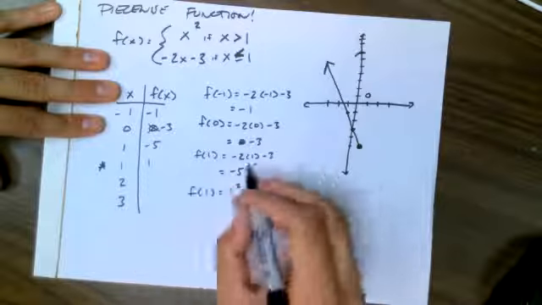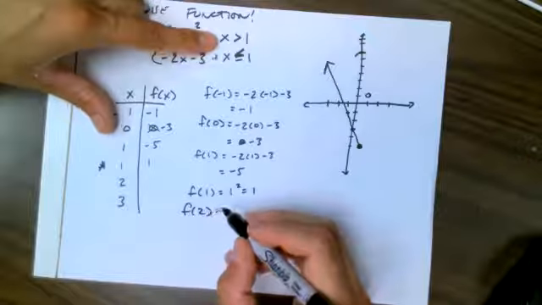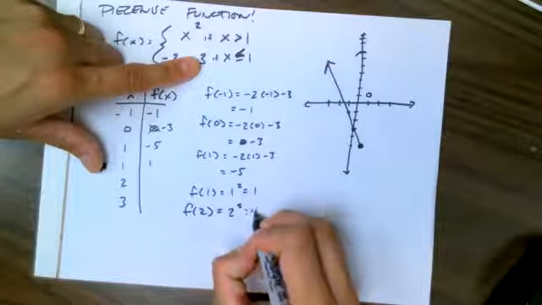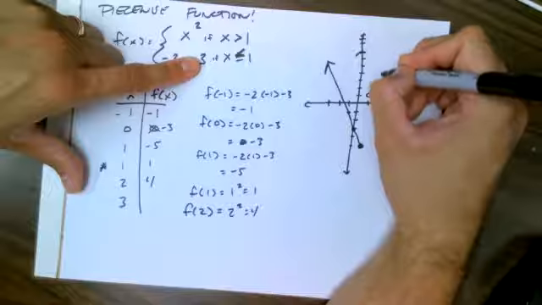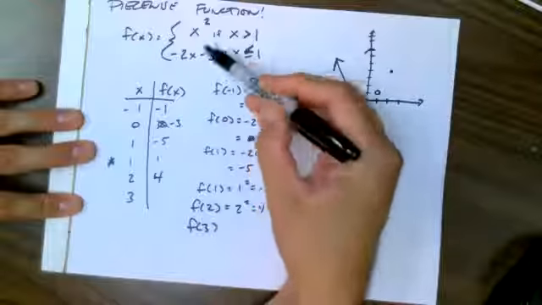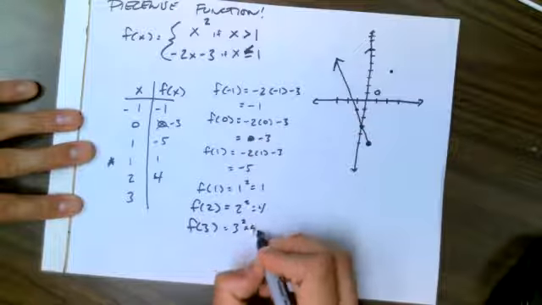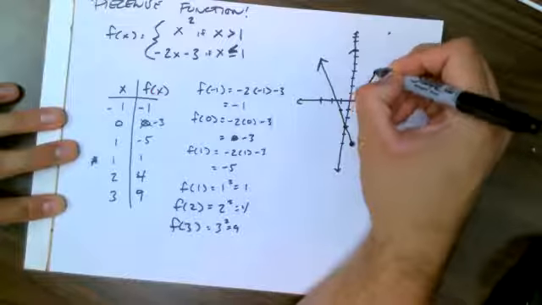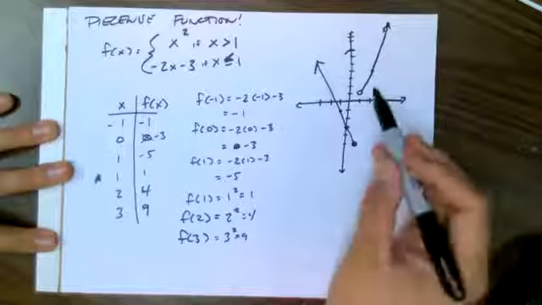And then I go to 2, f of 2. Well, look, 2 is greater than 1, so I'm going to use the top function. So I'm going to square it, and I wind up with 4. And then the last coordinate is 3. Again, 3 is greater than 1, so I'm going to do 3 squared. I get back 9. It's way up here somewhere, so it looks like this. Okay? So there's my piecewise function.